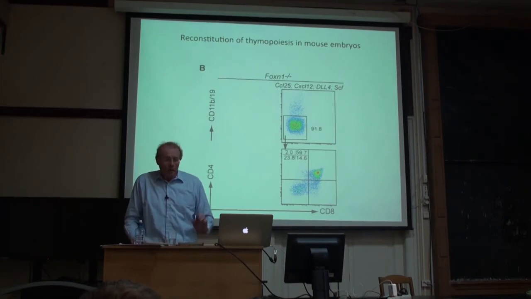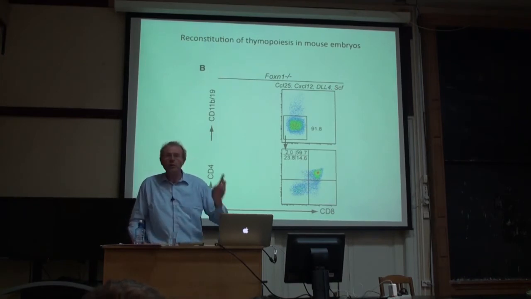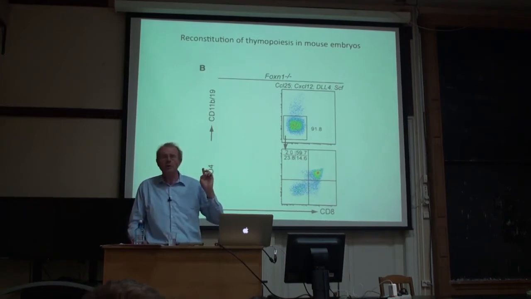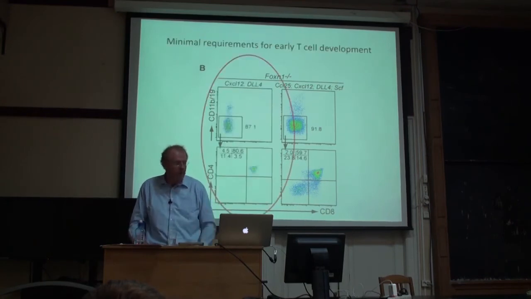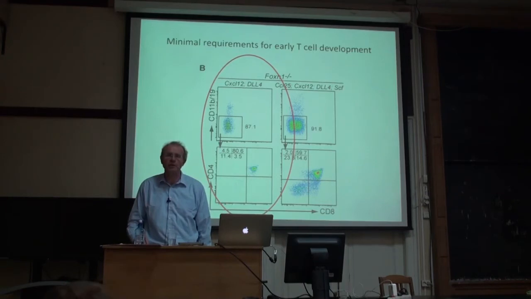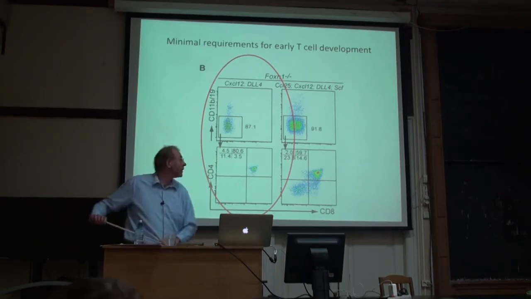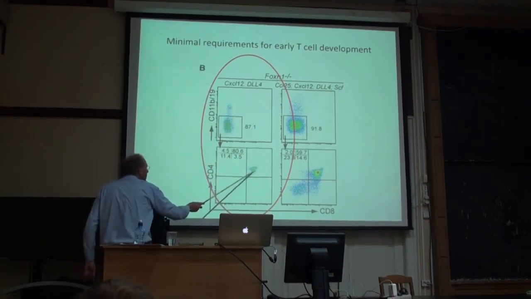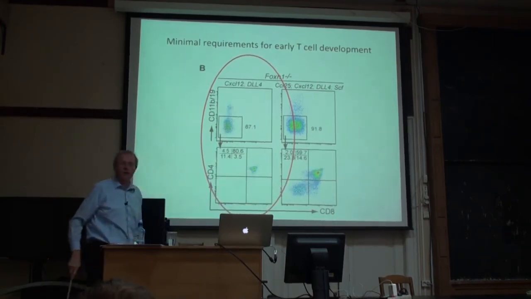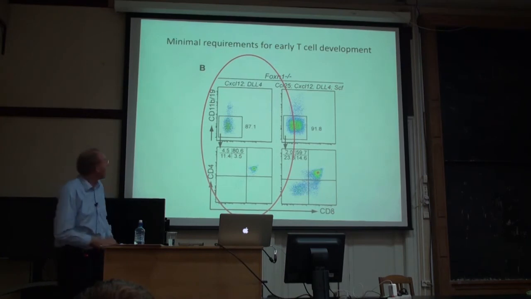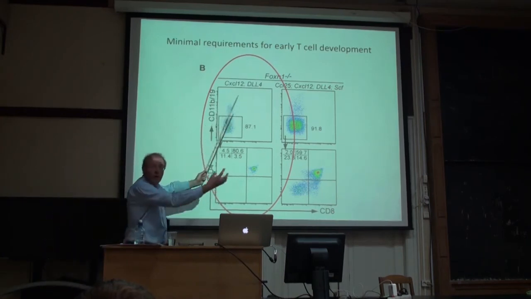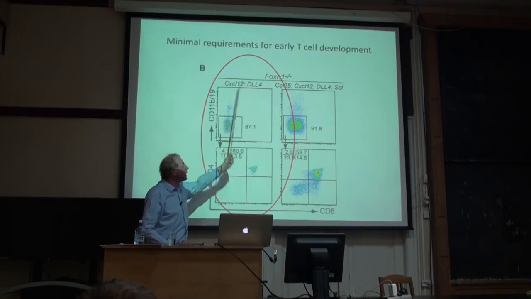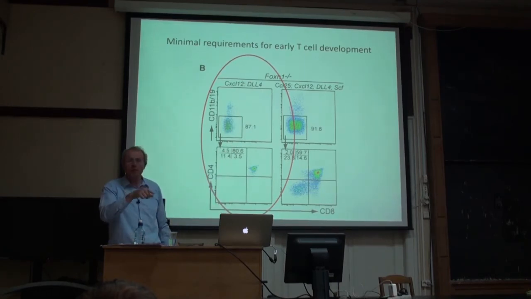Now, what Leslie found was that she could reproduce this outcome. All cells that are being made are double positive by simply expressing only 2 factors. Just 2 factors: CXCL12 and delta-like 4. You see? Same result. A chemokine to attract them, delta-like 4 to tell them you should become a T-cell.